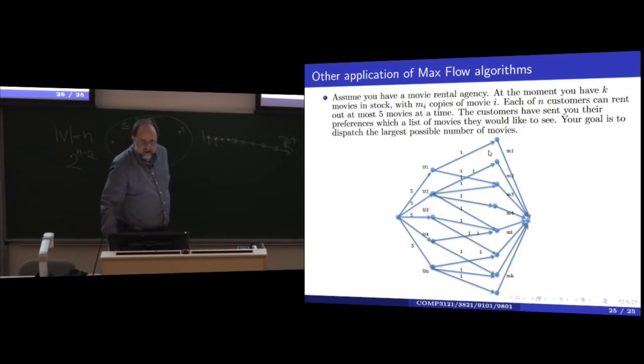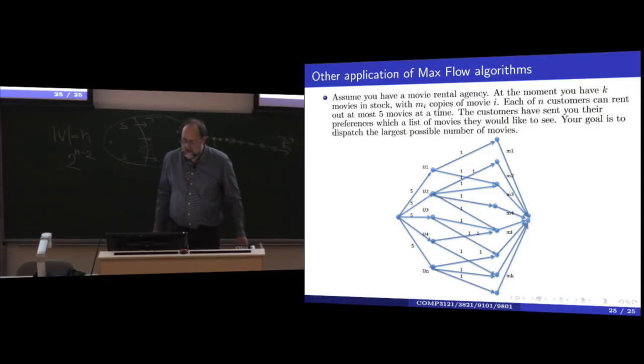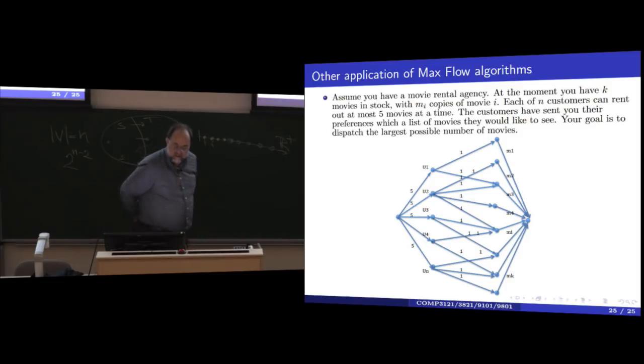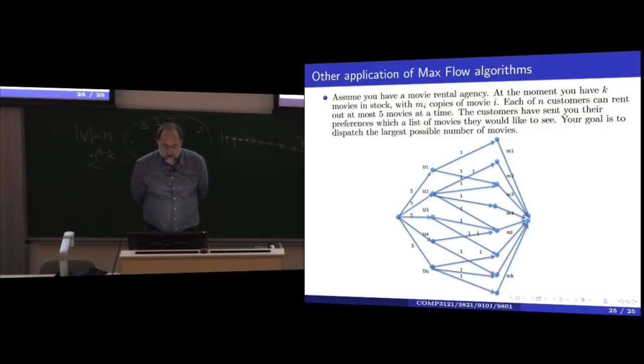Okay, here is an interesting example that can be solved using max flow. So assume that you have a movie rental agency, right? And you have a certain number of movies in stock, and for each movie you know how many copies of that movie you have. So this was obviously devised during good old times when you go to a Blockbuster and you got a tape, right?